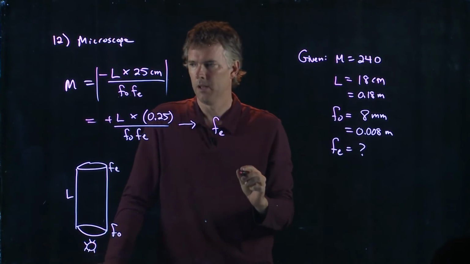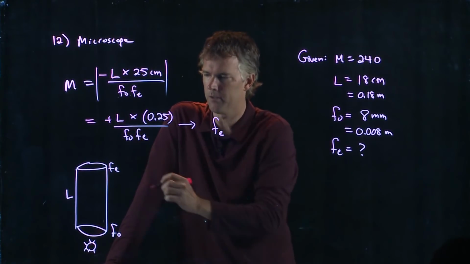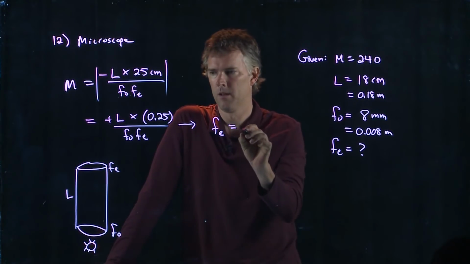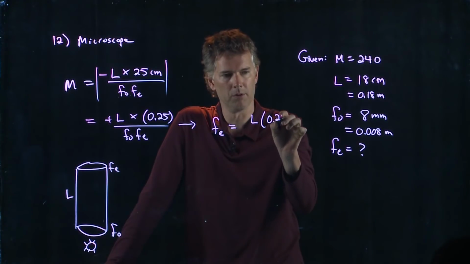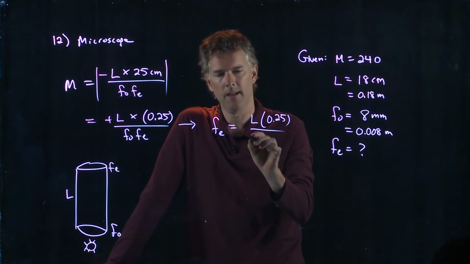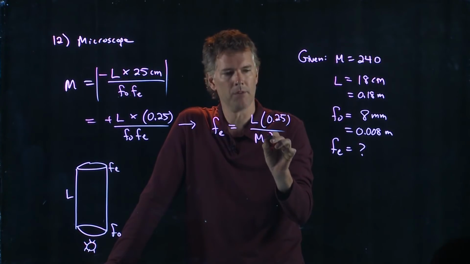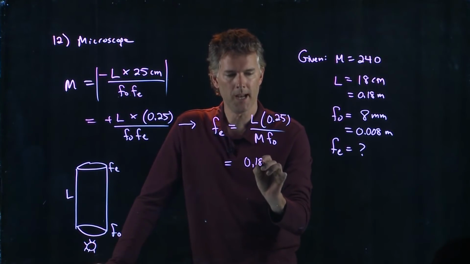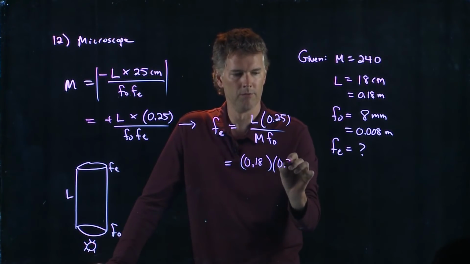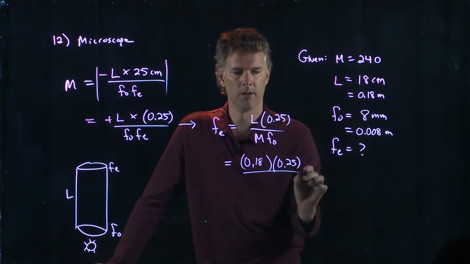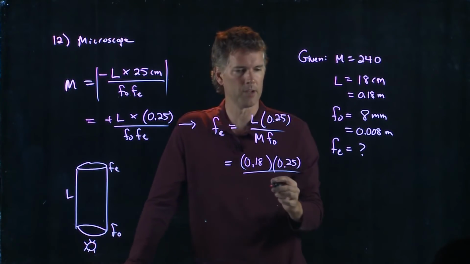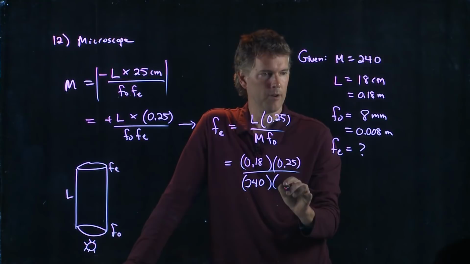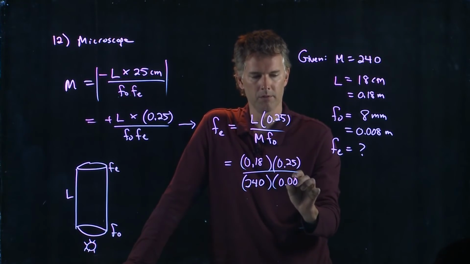F of the eyepiece is going to be what? I've got to multiply across by FE and then divide by M, so I just trade places with the FE and the M. So it becomes L times 0.25 divided by M times FO. And now I have all those numbers. 0.18 for L, 0.25 for the near point of the eye. That's where that 0.25 comes from. M is 240. FO was 0.008.